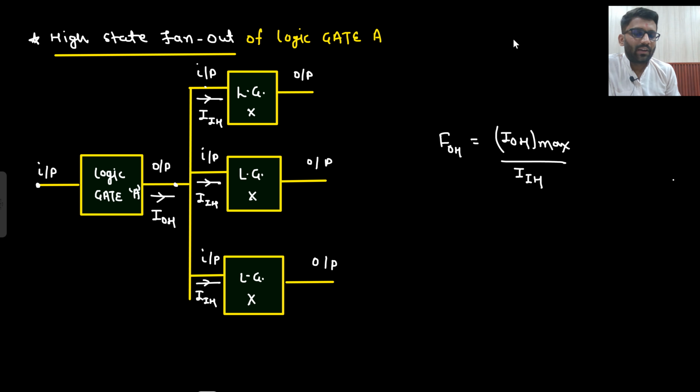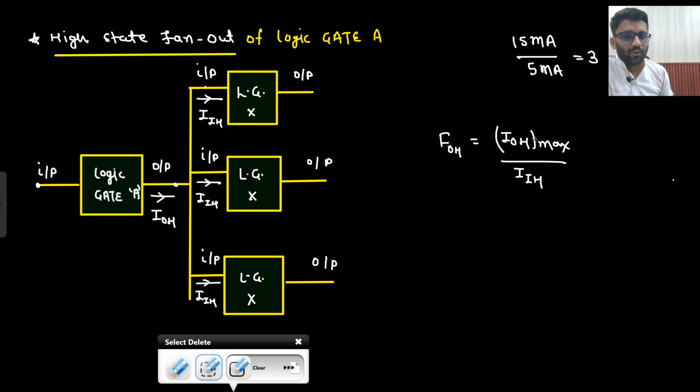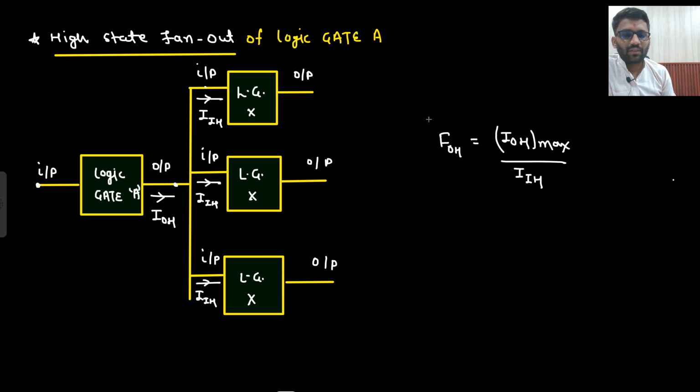Let's just say IOH was 15 milliampere, which means in high state I can provide a maximum of 15 milliampere, and the minimum current it requires is 5 milliampere. Then what would be the fan out? 3. So that is the condition. I hope you must have understood. Very easy thing, very straightforward.